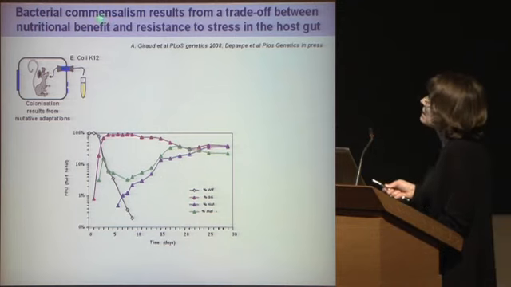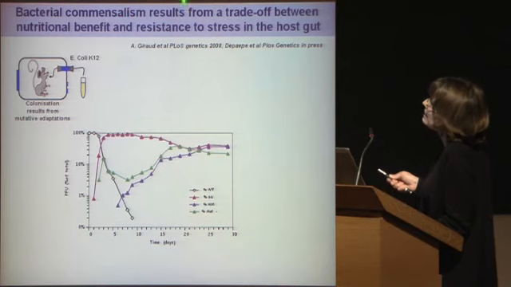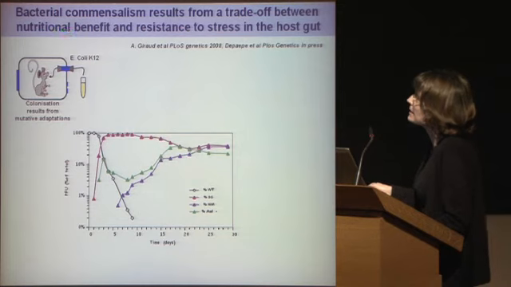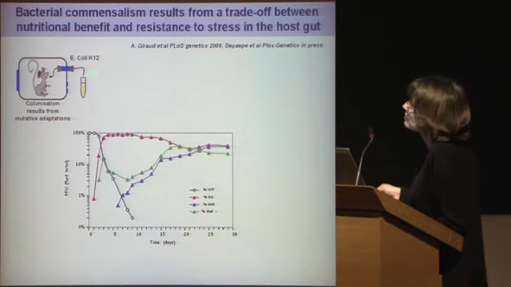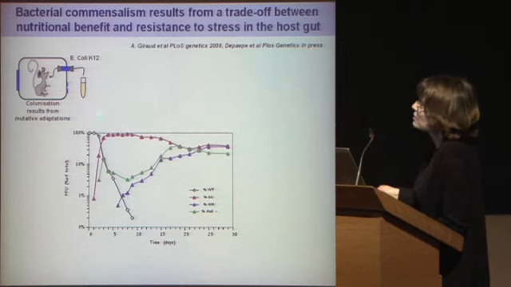I think a commensal is a bug which doesn't induce any pathology in an immunocompetent host and which is able to settle in the intestine as a result of a trade-off between nutritional benefit and resistance to stress in the host gut. To illustrate that, I've taken the example of the work that we've been doing using E. coli K12. You have to remember that E. coli K12, which was isolated years ago from the feces of somebody, is no more really adapted to the intestine, but is more a lab strain.